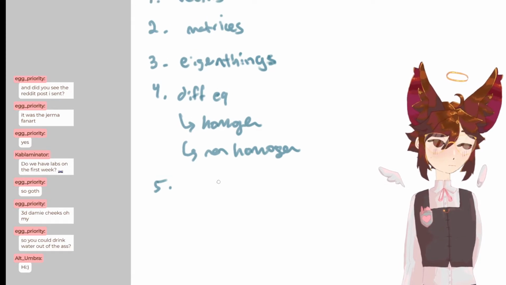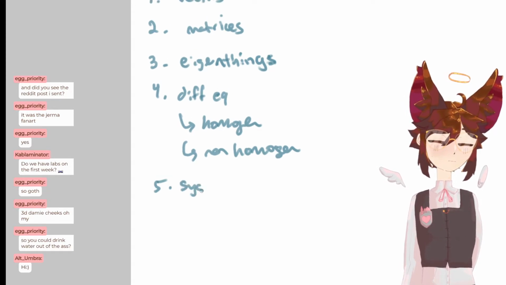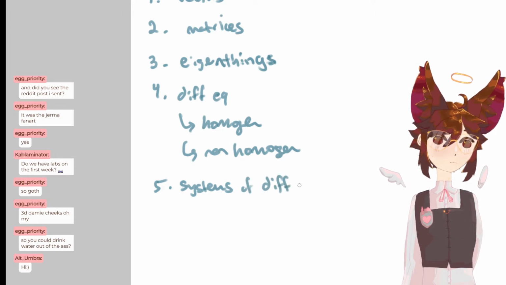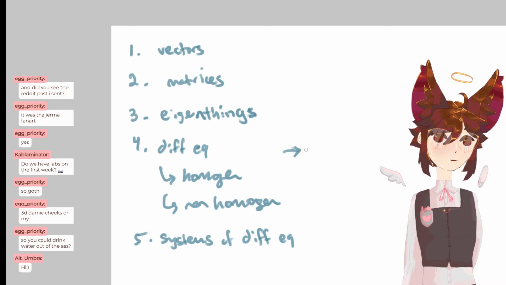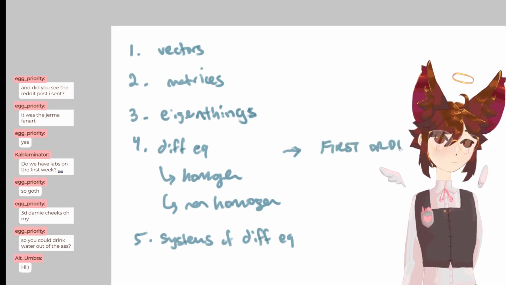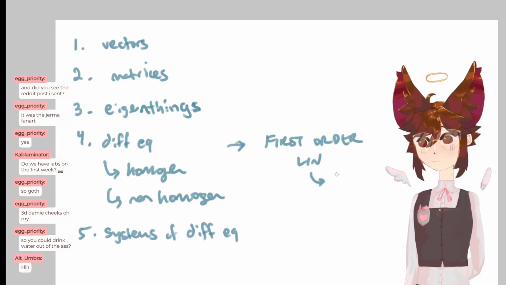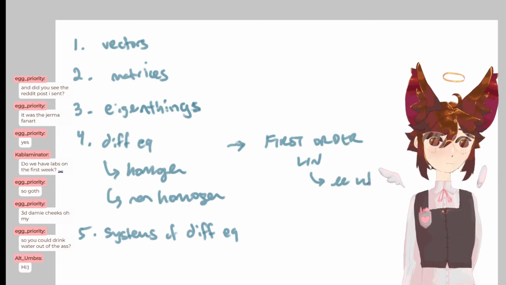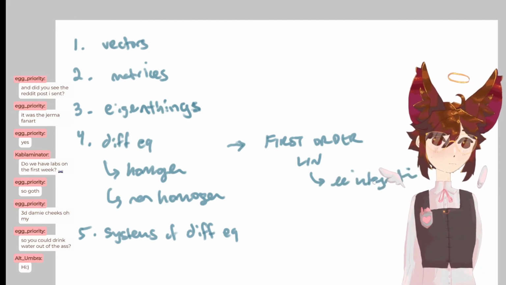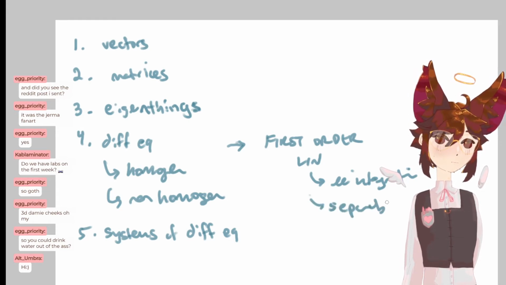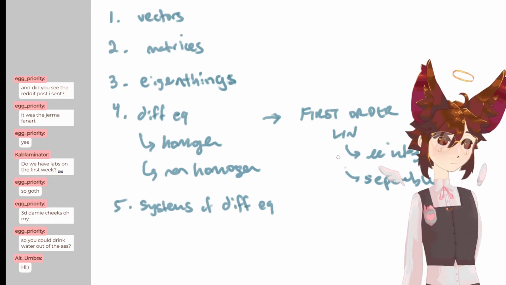So we can talk about that, and then we can talk about systems of differential equations. I guess we could also talk about first order linear, and that's the mu integration. And separable? Okay. I think that's everything.